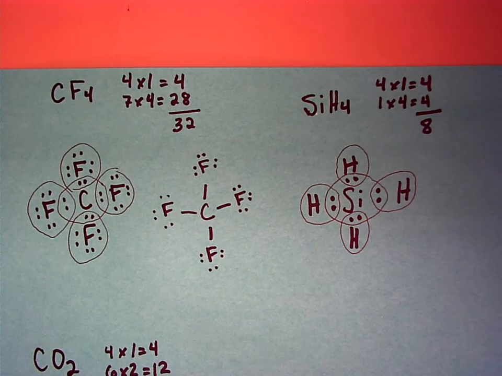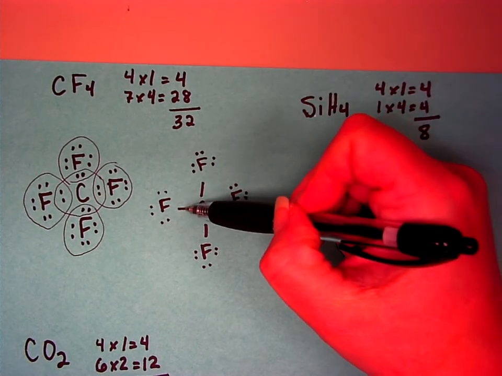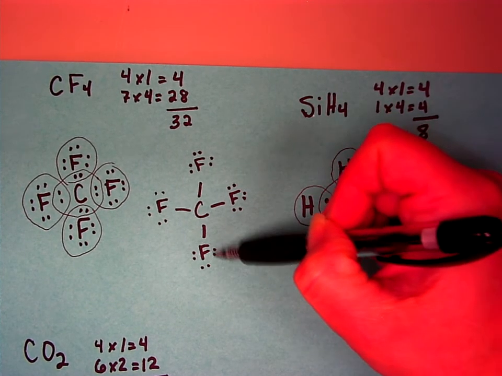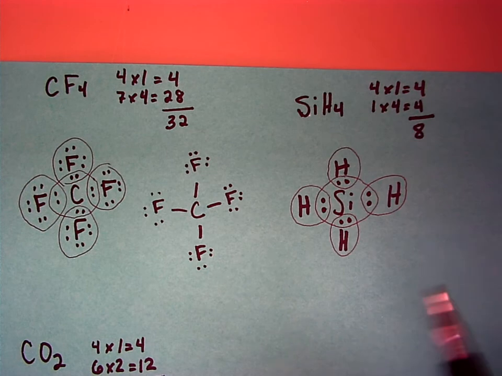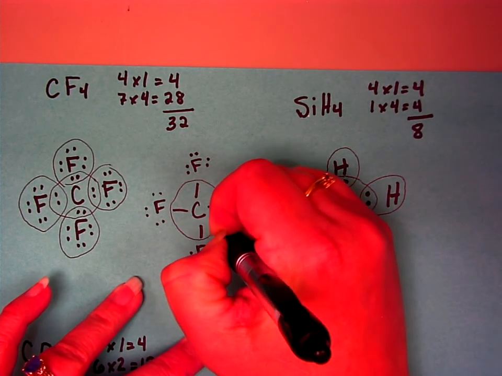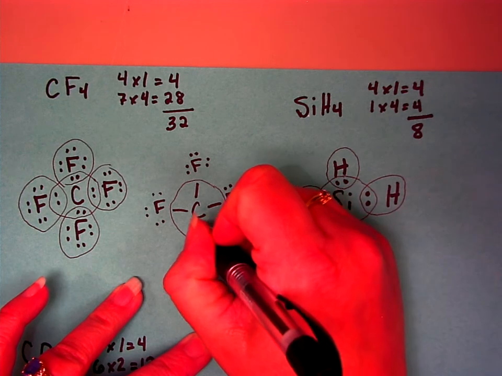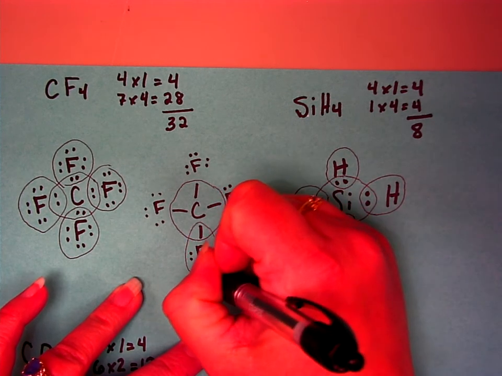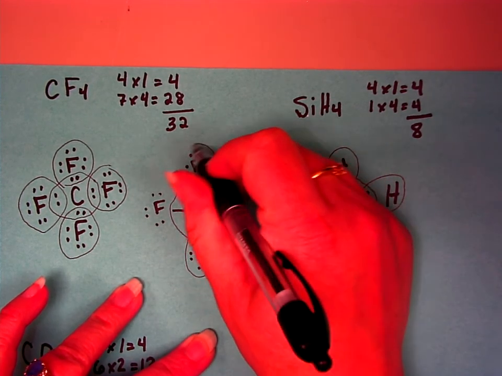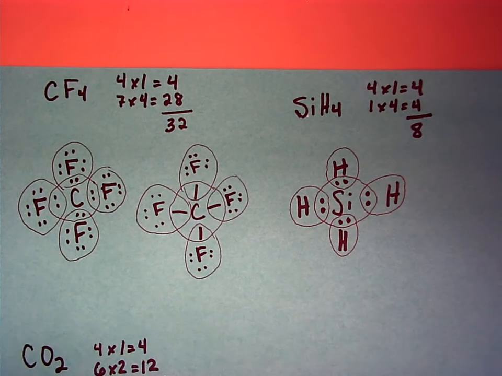So now if we wanted to count, to make sure we had 32, we would say 2, 4, 6, 8, 9, 10, 11, 12, 13, 14, and so on, and we should have 32 there. We can also count this way and make sure everybody's got what they need. Carbon has 8, that's 2, 4, 6, 8. Fluorine has 2, 4, 6, and 8. That fluorine's happy, that fluorine's happy, and that fluorine's happy because they all have 8.